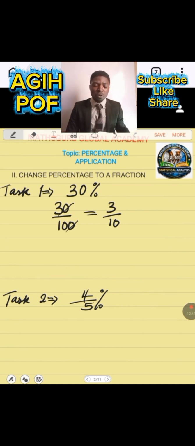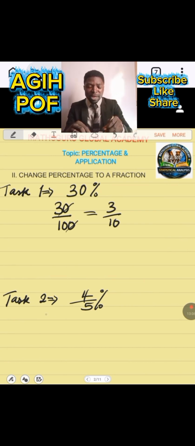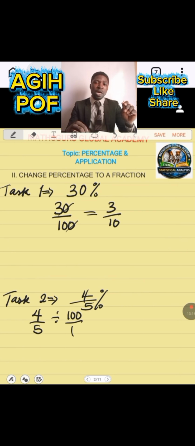Now, let's go to task 2. This is in fractional form: 4 over 5%. How do we do this? Very simple. Remember, we said if it is in percentage, all we need to do is to divide it by 100. Okay, let's write it this way: 4 over 5 divided by 100. And remember, every number is a fraction of 1.